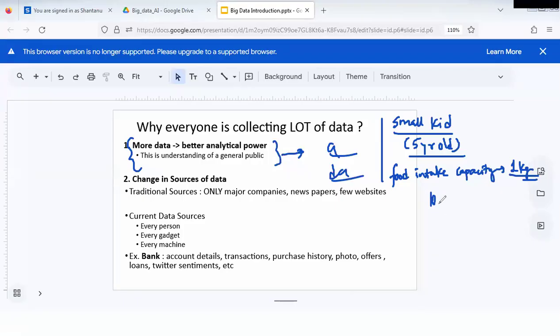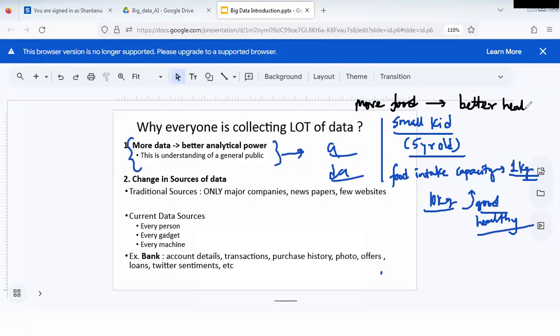Now tell me, if I give 10 kg to it, will 10 kg lead to good health? Yes or no? Healthy करना है बच्चे को, तो I give more food, better health. Do you agree? More food, better health. एक 5 साल का बच्चा है जिसको 1 kg डाइजेस्ट करने की कैपेसिटी, उसको 10 kg दे दो, 50 kg दे दो, उसमें क्या है? पूरा जाके किराना का दुकान ही उठा के लाओ. More food, better health. No, this is not right.